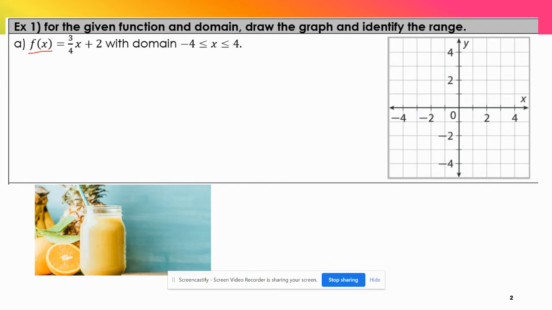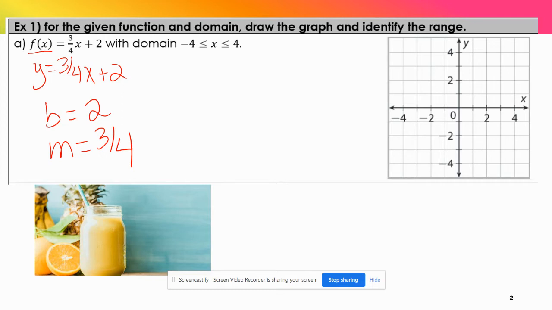We know that f of x is another name for y. It's just saying, hi, I'm a function. I've passed the vertical line test. We have y is equal to 3/4 x plus 2. We know that our y-intercept is 2 and that our slope is 3/4.